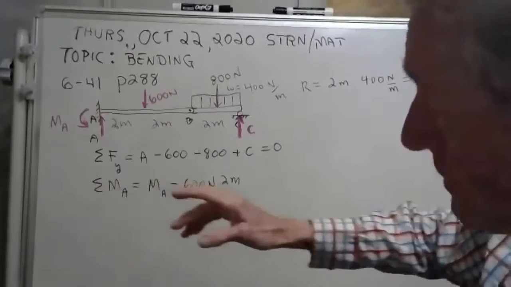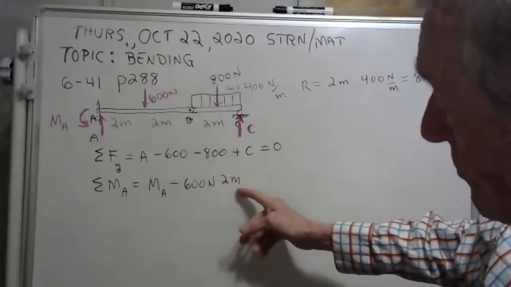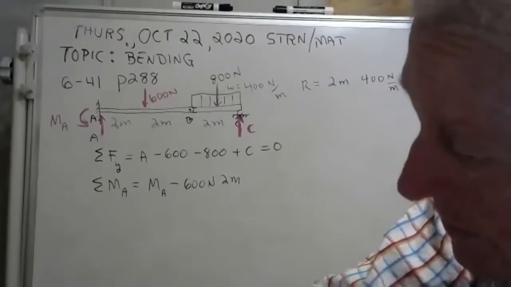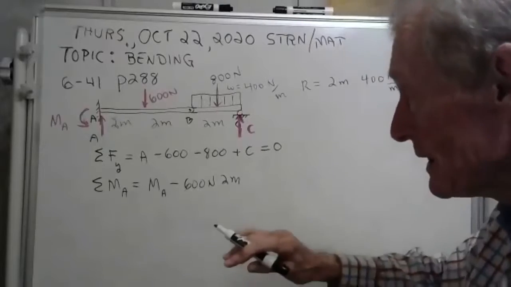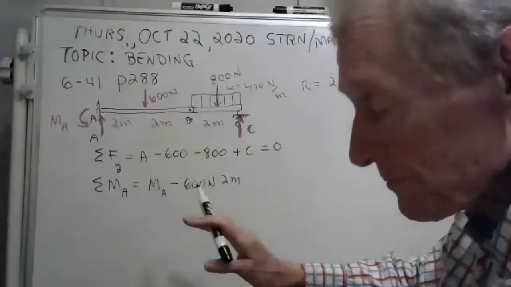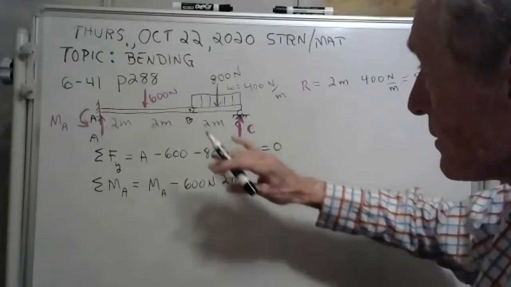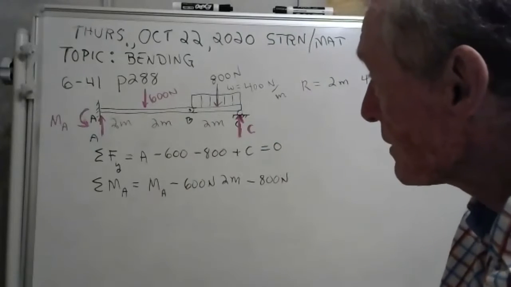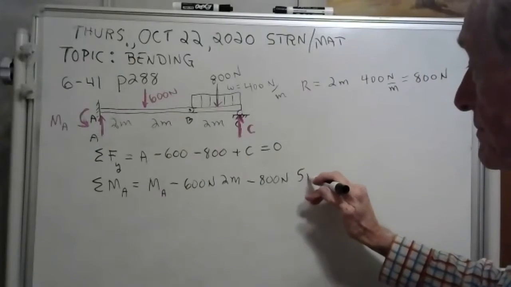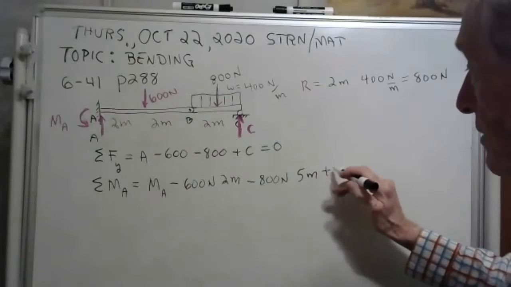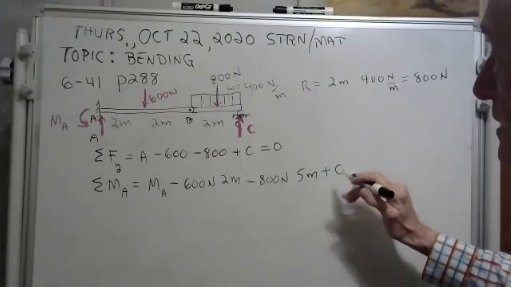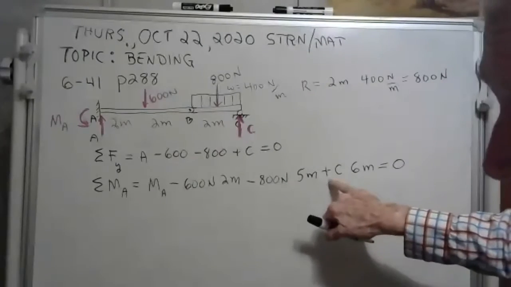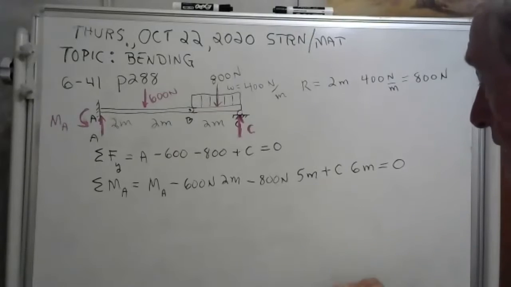Hello. Hey, Alex, how come that moment there, that 600 newtons times 2 meters, is negative? It's going clockwise around A. You got it. He understands. Clockwise moments are negative. Counterclockwise moments are positive. Now then you have a minus 800 times, well, it would actually be 5 meters, wouldn't it? And then you have plus C times 6 meters. And Alex knows why that's a plus, because it's counterclockwise. And that's equal to 0.